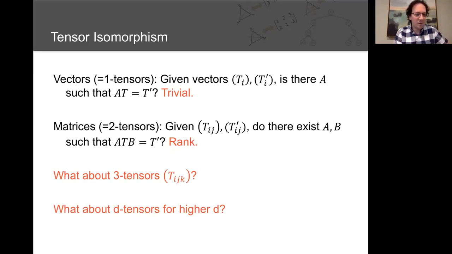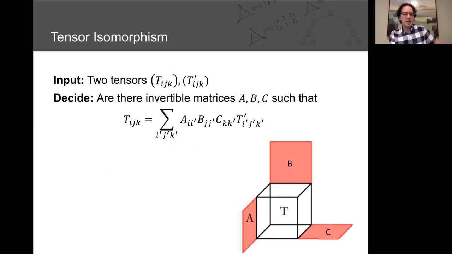or higher, right? So just to be explicit, if I have a 3D box of numbers, I now have three directions that I can multiply by matrices. And I want to know, are there invertible matrices A, B, and C such that when I do that, I transform T into T prime? Now, this picture may not be very helpful, and neither is this equation, right? But I wanted to write it down so you could at least see it.